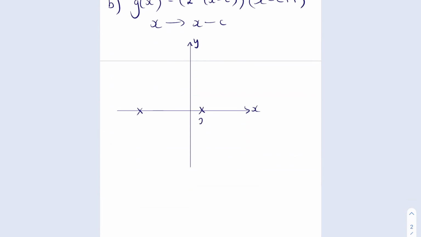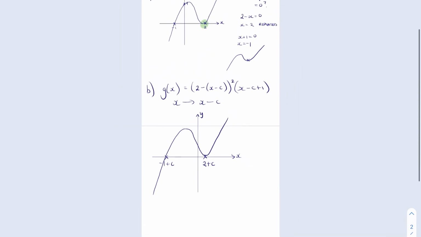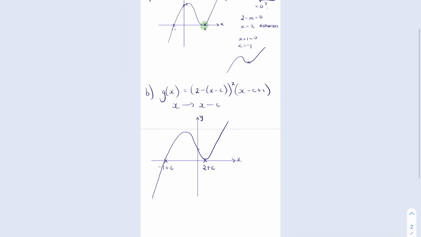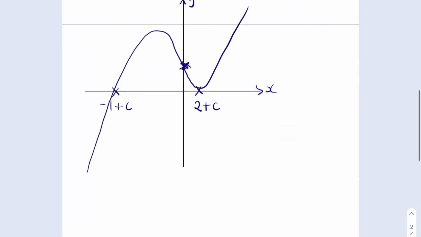So what are my new coordinates? 2 plus c and minus 1 plus c. Bear in mind c is negative. So it is going down. These numbers are going down. So let's get the repeated root on here, bouncing off, and then the single root just cutting through. So now we also have a y coordinate here. Let's zoom in and tidy that up a bit.